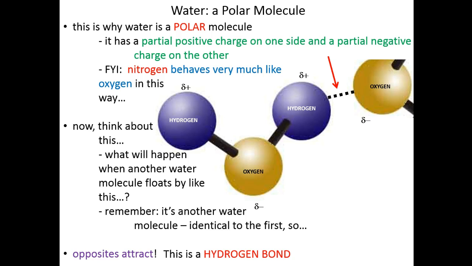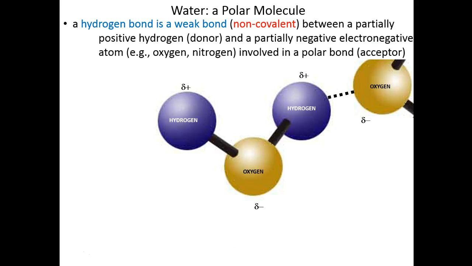This interaction that I'm showing here, this is a hydrogen bond or an H bond. A hydrogen bond is a non-covalent bond between an electronegative, partially negative atom and a partially positive hydrogen on another molecule. Said another way, a hydrogen bond is a weak, again non-covalent, interaction or bond between a partially positive hydrogen on a H-bond donor molecule and a partially negative electronegative atom, such as oxygen or nitrogen, on a H-bond recipient or receiver molecule.